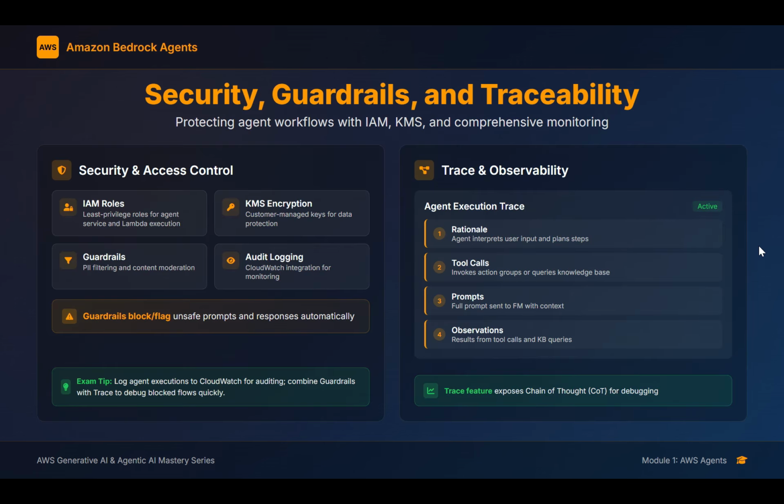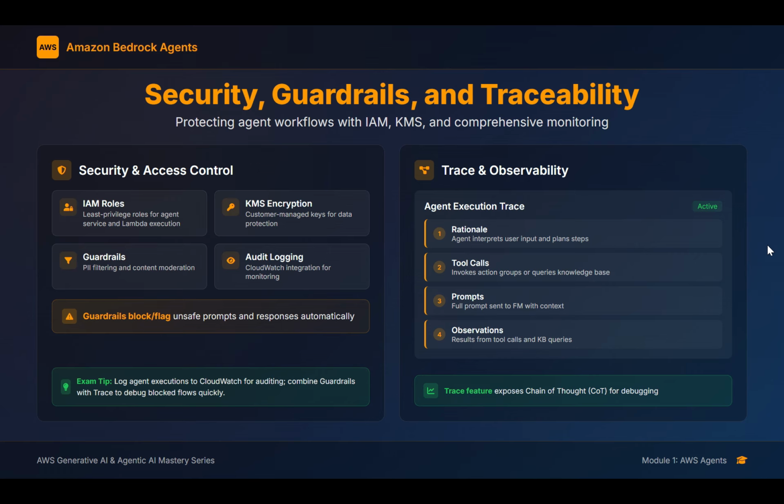Now let's talk about a very important component which has to be paired with our agentic flow, and that is security, guardrails, and traceability. This is a must-have when we think of a production-grade application. And how are we going to implement that? We will make sure that our agents and the agentic workflow are secure by using IAM roles and KMS encryption keys as and when needed, safeguard our data using guardrails, and make sure that our agent or the agentic flow will not leak any PII-related information.